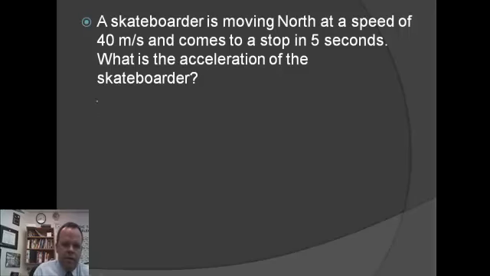Okay, the data we're given: the initial velocity, 40 meters per second. Now, here's where you don't see a number, but you have a piece of data. Stop. We know stop is a final velocity of 0. So sometimes you'll see a word in a problem that is actually telling you a piece of data. Stop and at rest are two very common examples of that, meaning 0 velocity. The time is 5 seconds. We're looking for the acceleration.